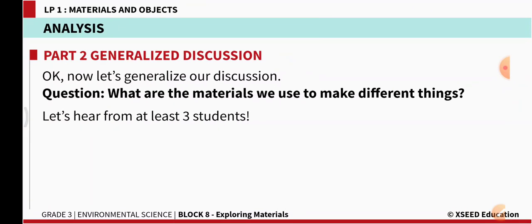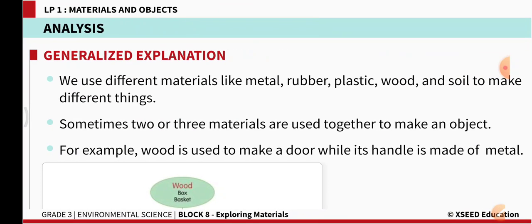What are the materials we use to make different things? We use different materials like metal, rubber, plastic, wood and soil to make different things. I repeat, all of you raise your fingers and count once again on the tips of your fingers. What are the different materials with which things are made? Metal, rubber, plastic, wood and soil.